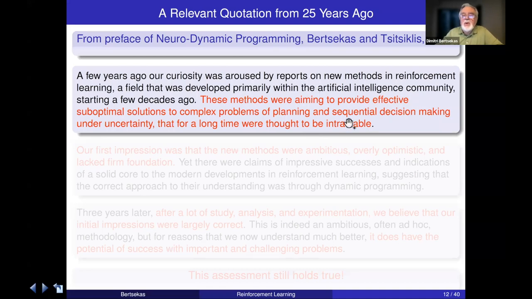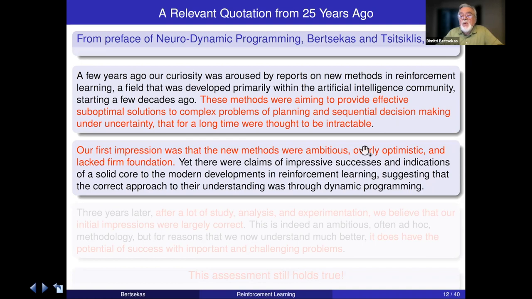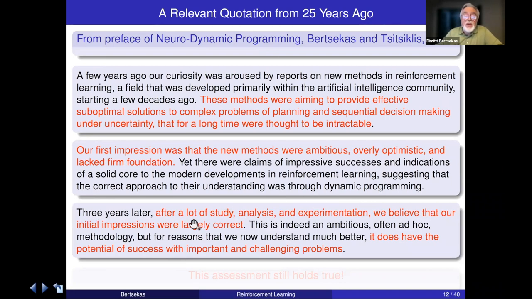And yet these people were claiming that they were having success with problems of this kind. So that was very exciting for us. And our first impression, of course, was that the new methods were ambitious, overly optimistic, lacked firm foundation. We thought they were flaky, but the claims were so impressive that we decided to take a look. And moreover, the development suggested that the correct approach for understanding these new methods was through dynamic programming, which we knew and loved. We spent 3 years working in this field, wrote our book, and after a lot of study, analysis, and experimentation, we believed that our initial impressions were largely correct, okay?